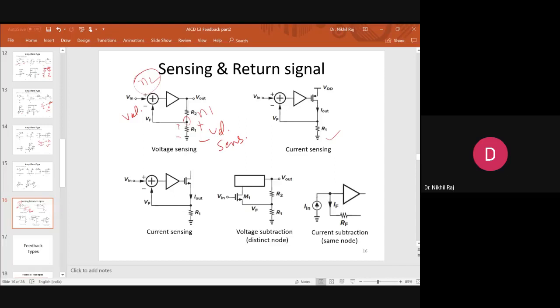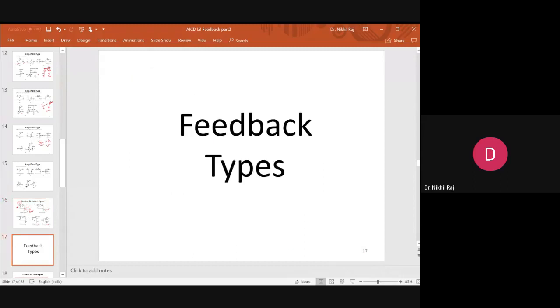In the second figure, the complete current extracted from the output is generated at this node and given back to the adder network. No part of the output voltage is taken, the complete Vout will appear here. Through this R1, the current will flow like this. The current sensing is happening here. So for voltage subtraction we need different nodes, for current subtraction we need the same node.